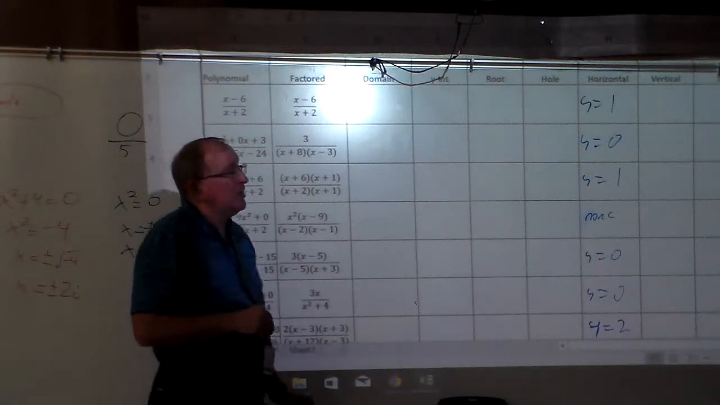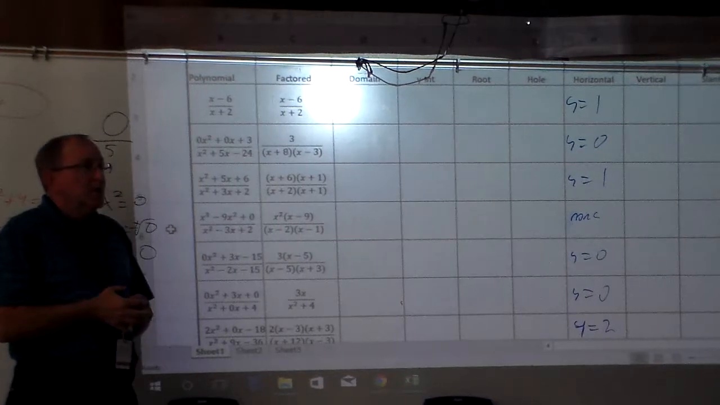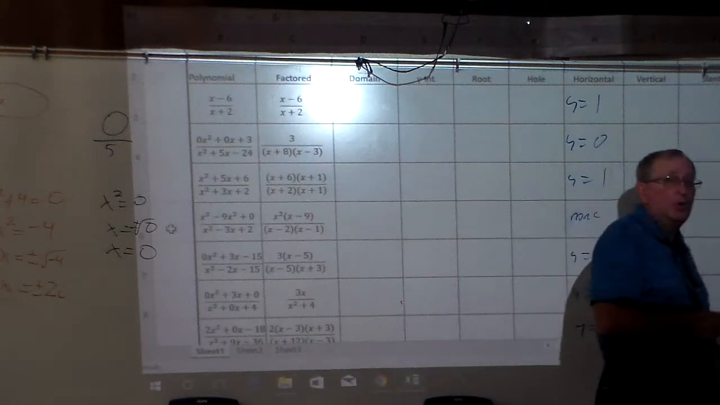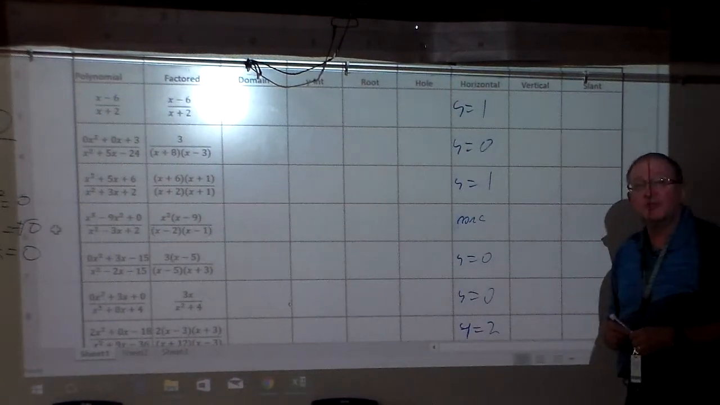Okay, we're now going to talk about these slant asymptotes, which we haven't talked much about. But basically, what I want to mention is this here. You can either have a horizontal asymptote or a slant, but you cannot have both. So what you have to do is this.